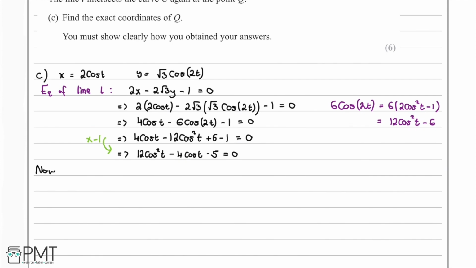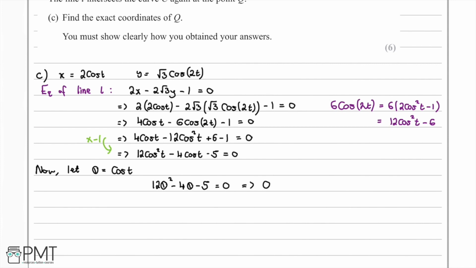So now we want to let theta equal cos t. It doesn't matter, we could use any letter, but in this case we already have x's, we already have y's, we already have t's, so I think introducing a new variable theta is the best option. We can then rewrite this equation as 12 theta squared minus 4 theta minus 5 is equal to 0. So now we can solve for theta, and we'll do this using the quadratic formula.